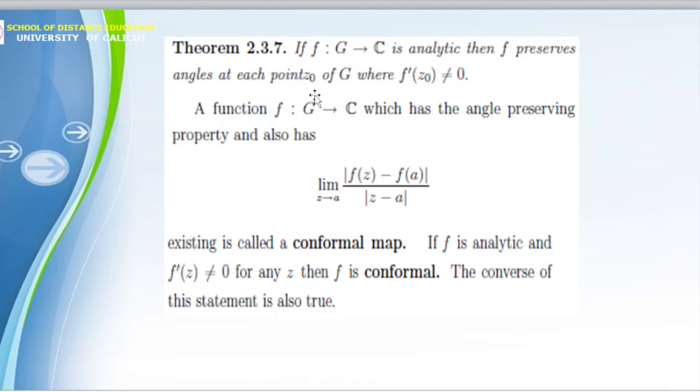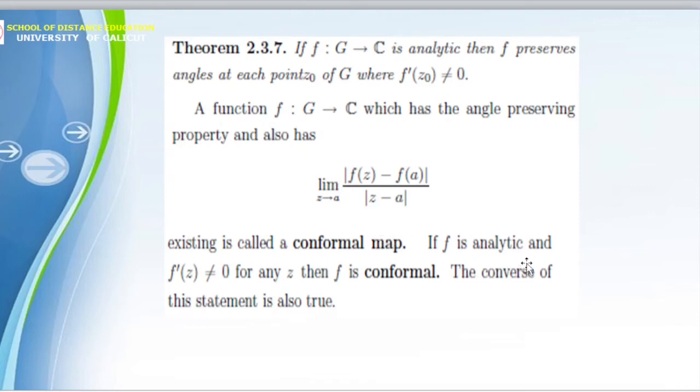There is another theorem. If f is a function from G to C that is analytic, then f preserves angles at each point z0 of G where f dash of z0 is not equal to 0. That is, a function which has an angle preserving property and for which the limit of modulus f of z minus f of a by modulus of z minus a exists is called a conformal mapping, a mapping that preserves both the angles and direction. So, we can say that such kind of mapping is a conformal mapping.